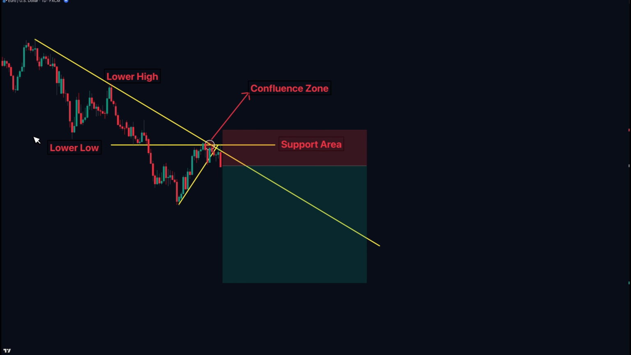If that short-term bullish move keeps going, it could break through the confluence zone and flip the entire trend. That's why we wait for the break of the short-term trend line to confirm that sellers are back in control and the downtrend is resuming.